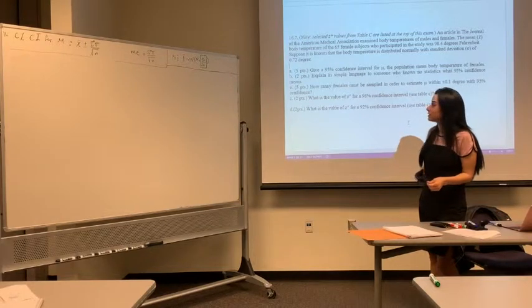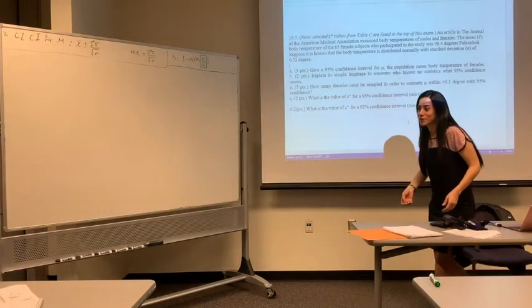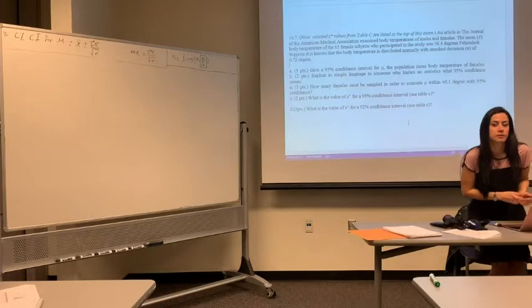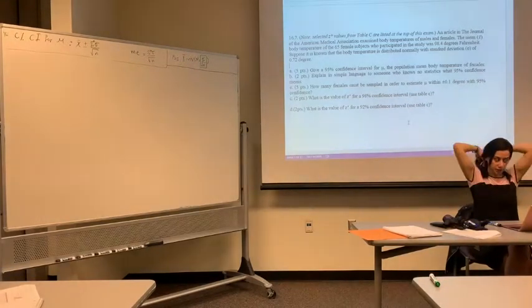So for 95%, we just found the Z star, right? That's what I was asking you about. Yeah, 1.96. Z star for a 95% confidence interval is 1.96.